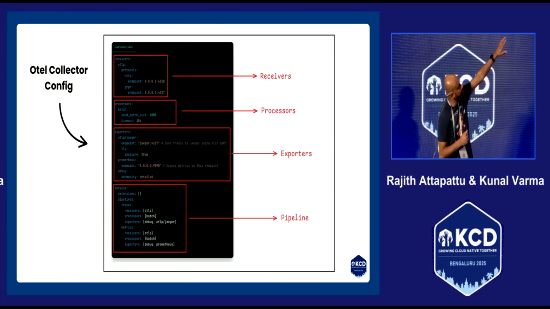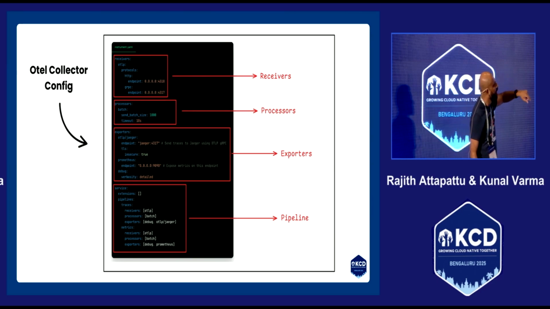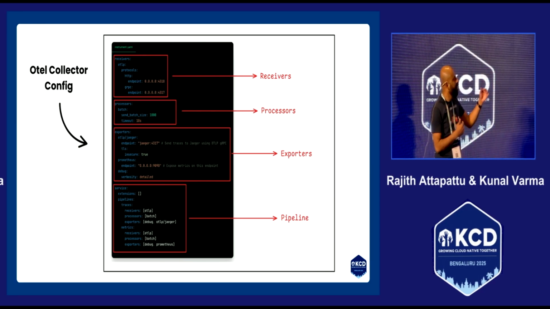All right, so here's a little bit easier to understand breakdown from the demo. You can see the receivers that we talked about. Those are the processors that we talked about. And then this is where the different endpoints we were sending for the tracers. And this at the bottom is how you put all of those things together.